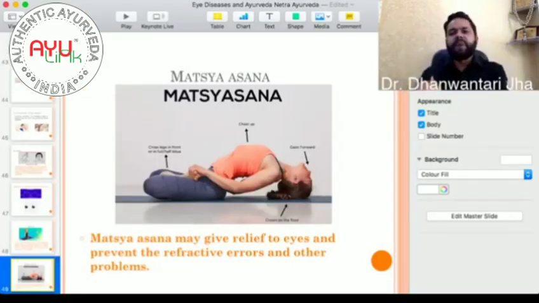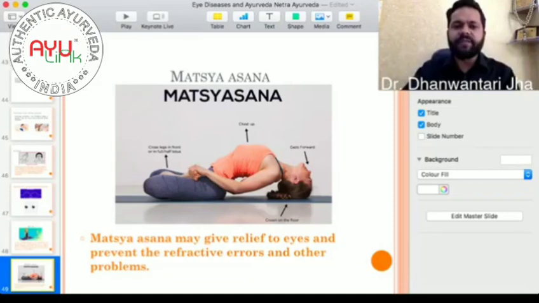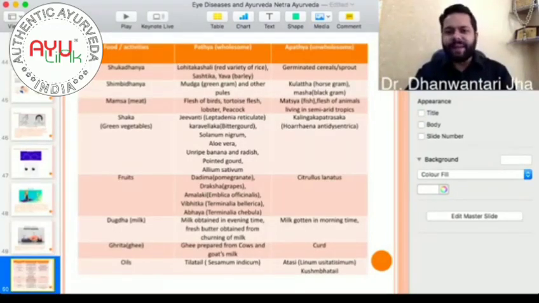Then there is a yogasana, which is known very well for eye diseases. That is the Matsyasana, or the fish pose. As you can see in the image, this is the fish pose, and it is very good for refractive errors, myopia, hypermetropia, astigmatism, and other problems of the eyes. Then these are basically the Pathya, that is the foods and vegetables which you must consume and which you must avoid for your eyes or for the vision of your eyes.